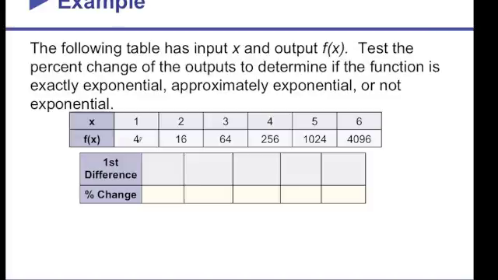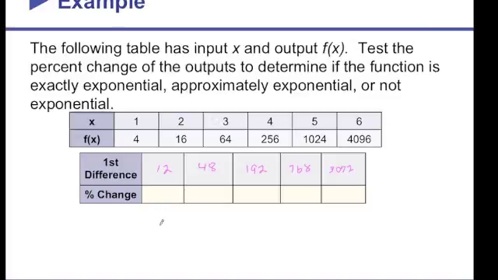First, we go to the difference. The difference between 4 and 16 is up 12. From 16 to 64, it went up 48. From 64 to 256, it went up 192. From 256 to 1024, it went up 768. And from 1024 to 4096, it went up 3072. These are equally spaced inputs.